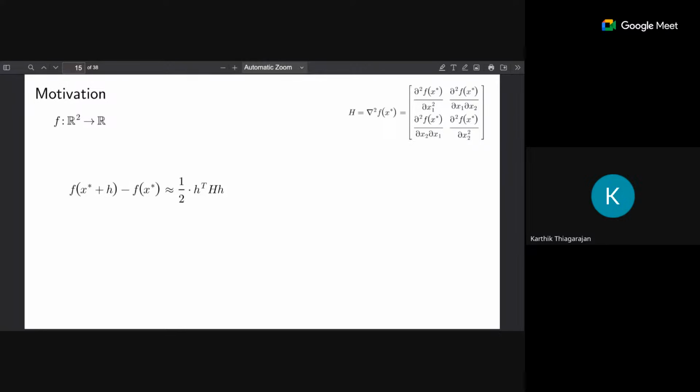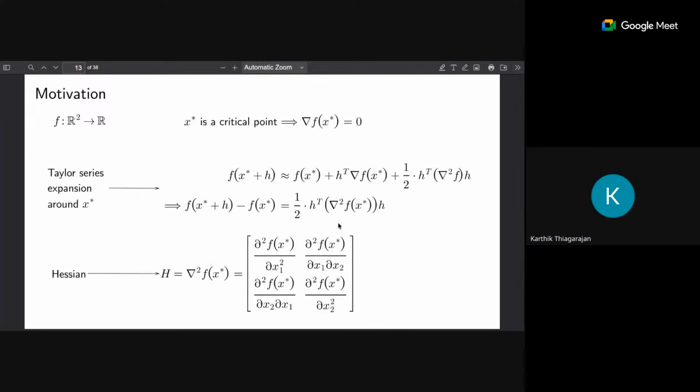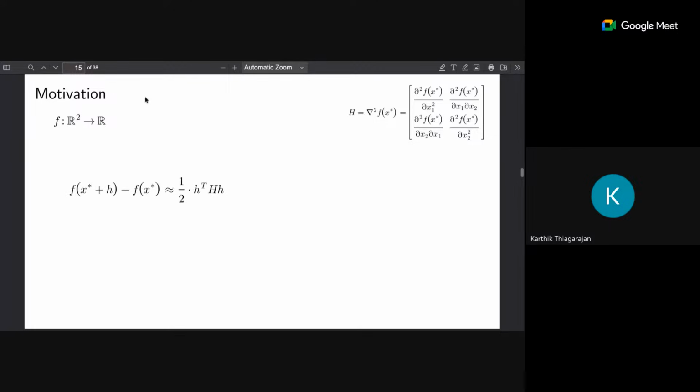So is everyone clear with this equation on the right hand side? Expression half into h transpose H into h. This is fine, right? What is H? H is the Hessian matrix. I'm just replacing this big thing with H, del square. So we had del square here, right? So I'm just calling that H. Okay. So now what happens to f if we move in the direction h from x star?